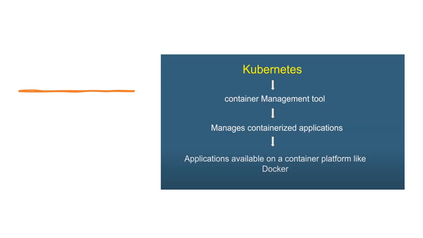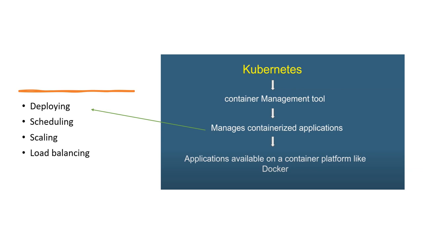Now Kubernetes, we know, is a container management tool that manages the containerized application, and managing the containerized application means managing the application available on container platforms like Docker. And the different processes it takes care of in the management, like in the second point, managing container application, right? What are the different processes it will take care of? Deploying and scheduling, scaling, and load balancing.